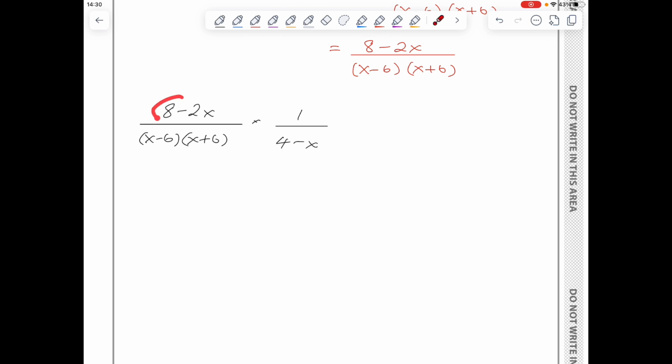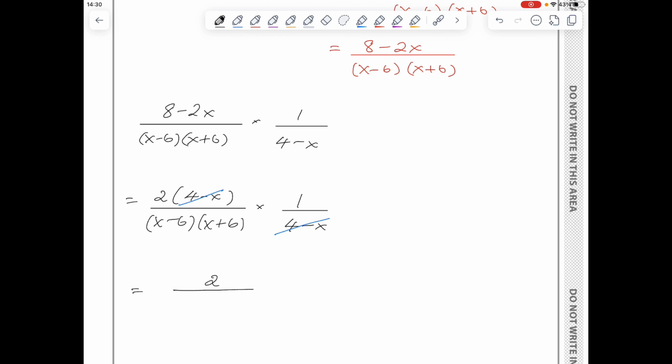Now note, if I factorize this, I will get 2 times 4 minus x. I'm going to keep the denominator the same, x minus 6, x plus 6 times my second fraction. And now I can cross out the 4 minus x. And I'll be left with 2 over x minus 6, x plus 6. Now, you can expand the denominator if you want, but it won't change anything. Both answers are equally acceptable.